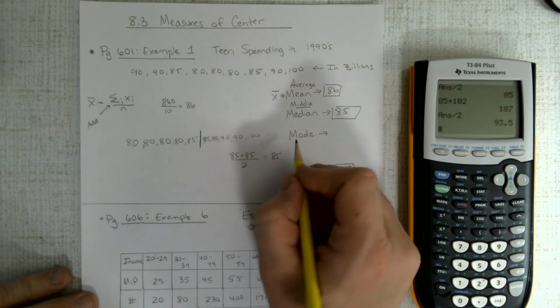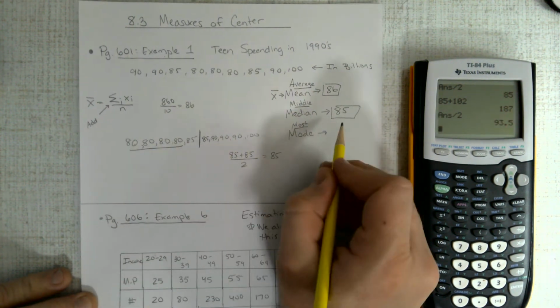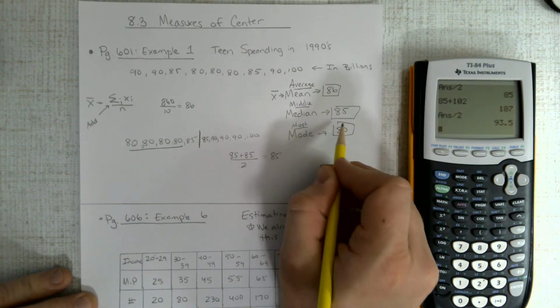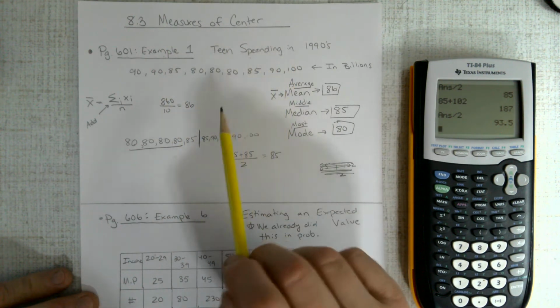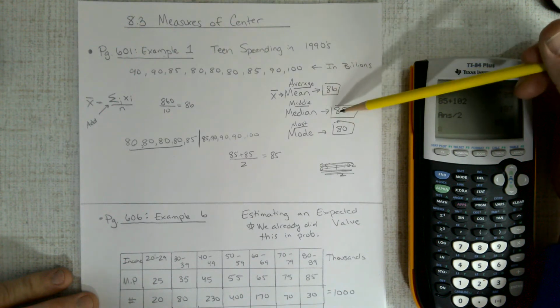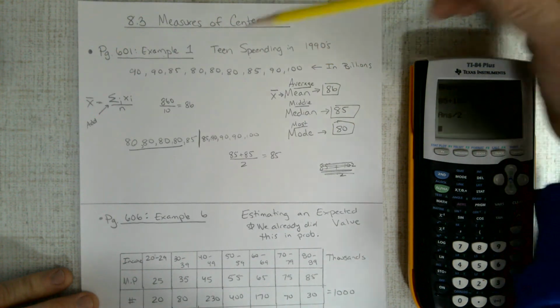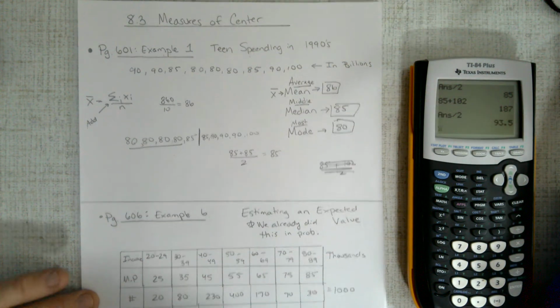And the last one is the mode, and that's the one that occurs the most often. The one that occurs the most often is 80. So if someone came and said, how much money did teens spend in the 1990s? Well, they spent about 86, 85, or 80, somewhere in the 80s. Sometimes 100, sometimes below, but basically in the mid-80s.